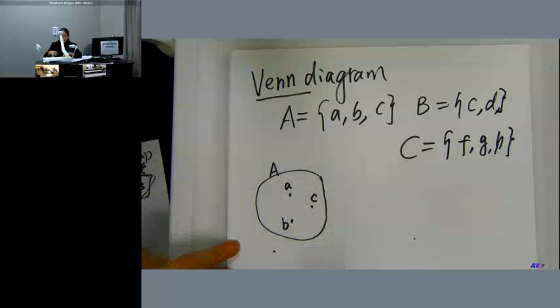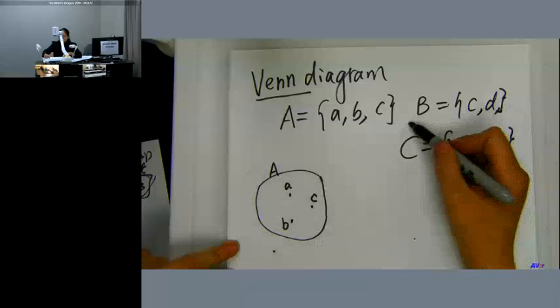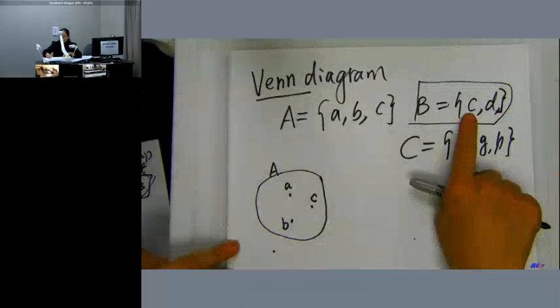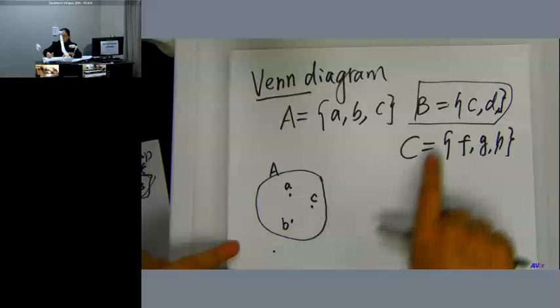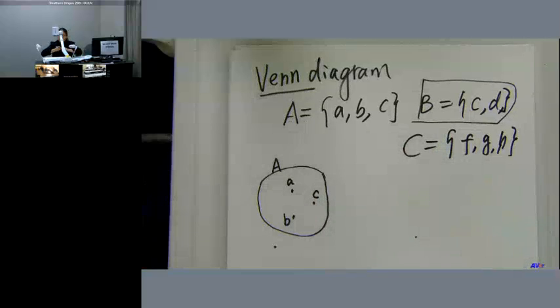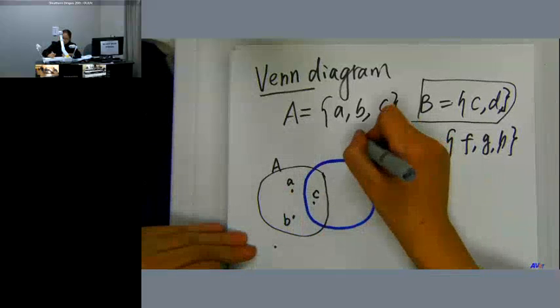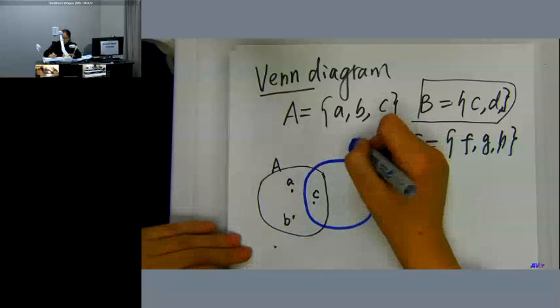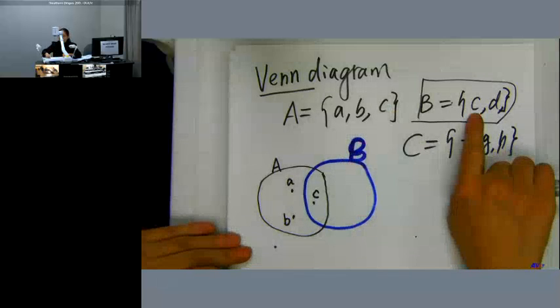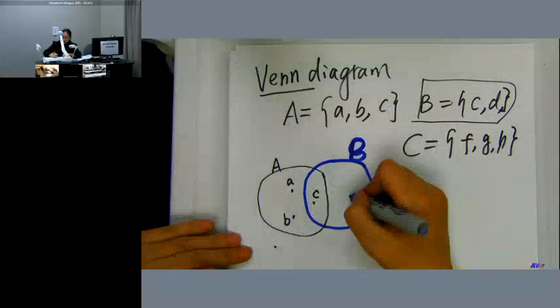Sometimes you may have to rearrange your points there because look at B. Also, the set B also includes this element C. So when you draw another circle to represent B, make sure you include C in there. So when I draw another circle, that's B. To represent B, B has two elements. One of them is C, and the other is D.